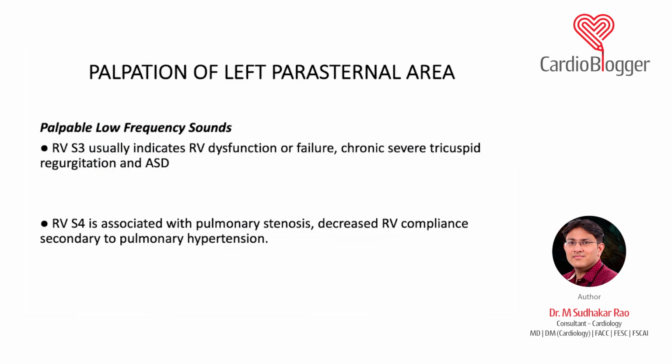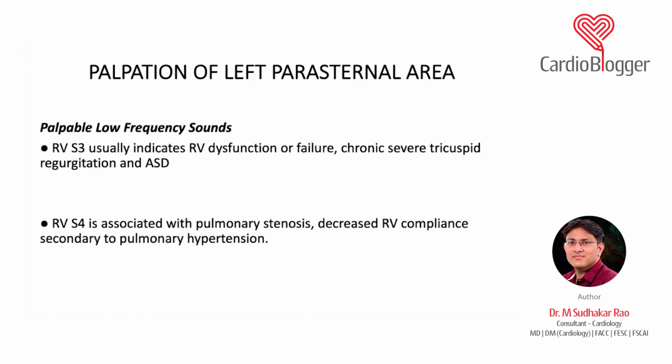Now, apart from this, coming to the other palpatory findings, we can even palpate the heart sounds. As I already told, low frequency sounds like the S3 and S4 can be palpated at the left parasternal area. When you are able to palpate a RV S3, it always suggests RV dysfunction or RV failure, meaning the patient has severe tricuspid regurgitation or atrial septal defect. When you get a RV S3, you will invariably get a prominent Y descent in the JVP. So a prominent Y descent in the JVP correlates with a RV S3. This usually suggests RV failure.